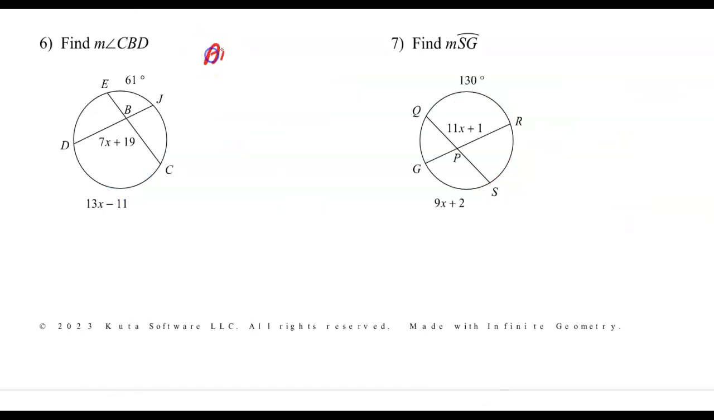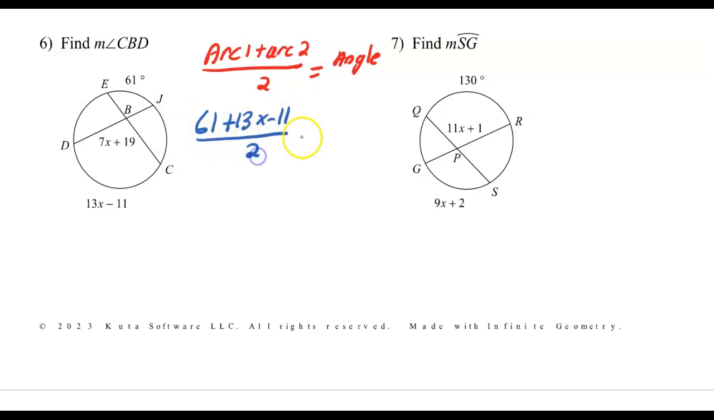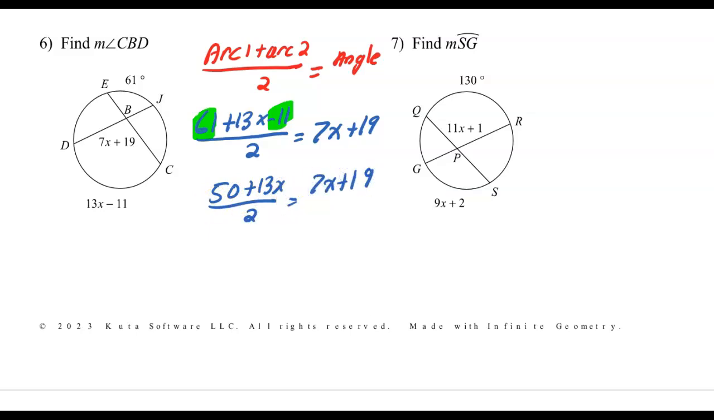So these two problems involve some algebra. Again, the relationship is arc 1 plus arc 2 divided by 2 is equal to the chord angle. So I'll say 61 plus 13x minus 11 over 2 is 7x plus 19. I'm going to simplify the 61 and 11. So 61 take away 11 is 50. So I'm going to write 50 plus 13x over 2 is 7x plus 19.